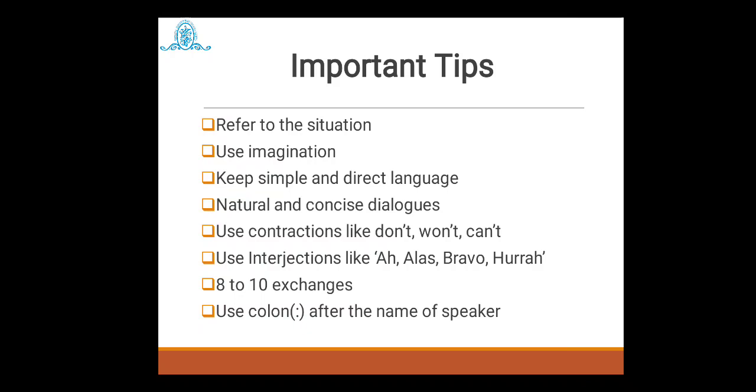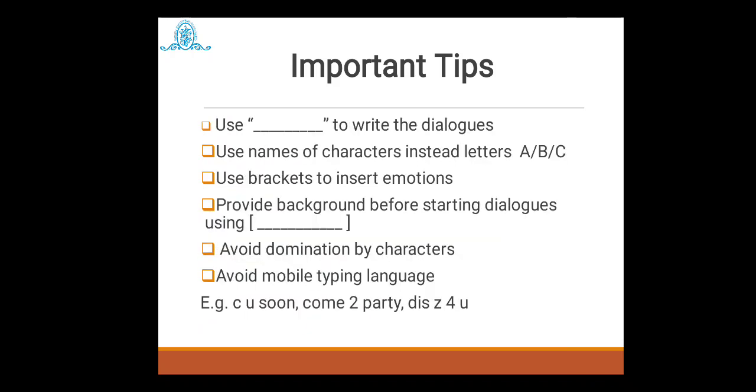As much as possible, whether it is informal or formal communication, you can make use of interjections. And mind that you have to use only 8 to 10 exchanges of dialogues. Also use punctuation marks as much as possible. When we are writing any dialogue, you have to use a colon after the name of the speaker. After that, use inverted commas to write the dialogue.